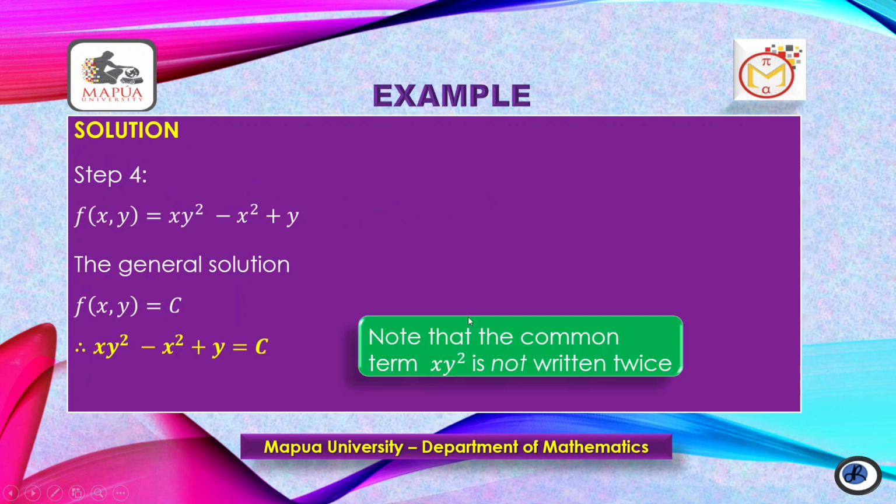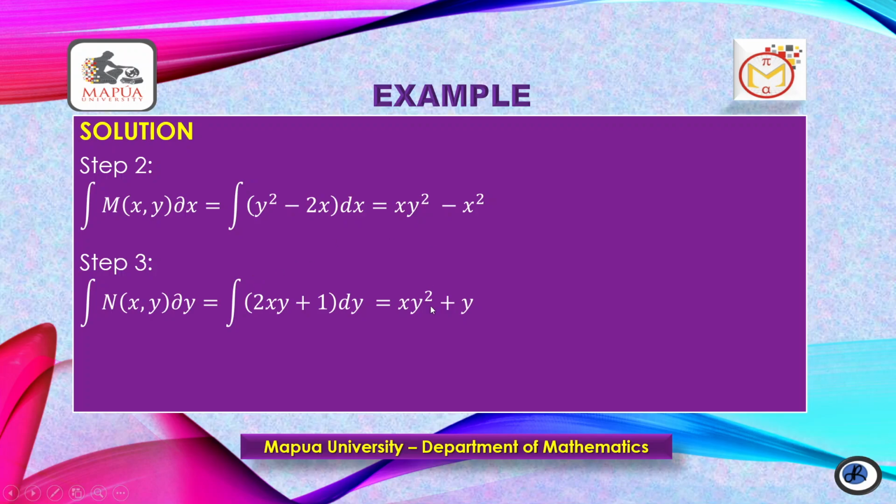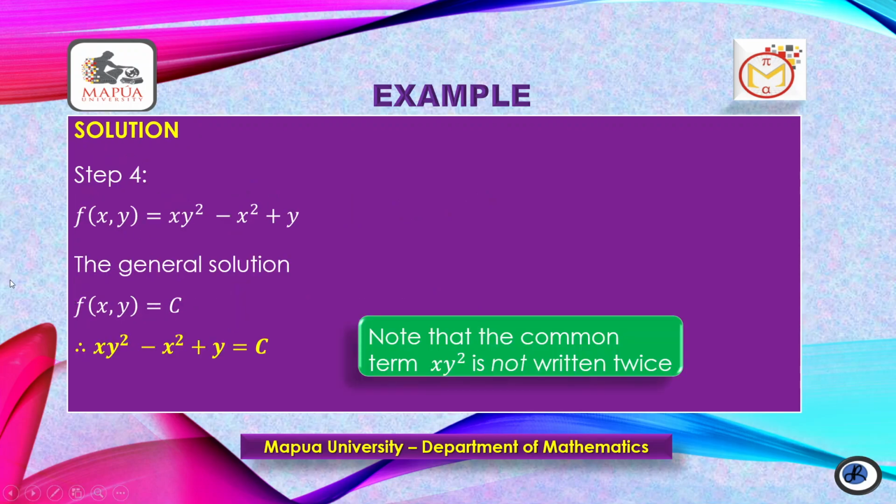And then all we have to do is merge. So we have our solution as the function f of x,y is now obtained as xy squared minus x squared plus y. Now if you will notice here, the xy squared should be written once only. As you can see there, we have both xy squared and xy squared from step 2 and step 3. So therefore, we only write it once for that variable. So this is simply xy squared and then minus x squared plus y.